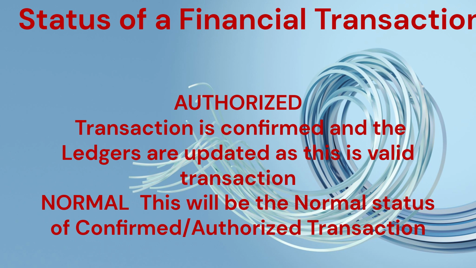Depending on the definition of the transaction type, it could have been entered by 1 person if approval and confirmation are not required, or 2 persons if approval was not required but confirmation required, or 3 persons if both approval and confirmation are required. Normal: this will be the normal status of a confirmed, authorized transaction.